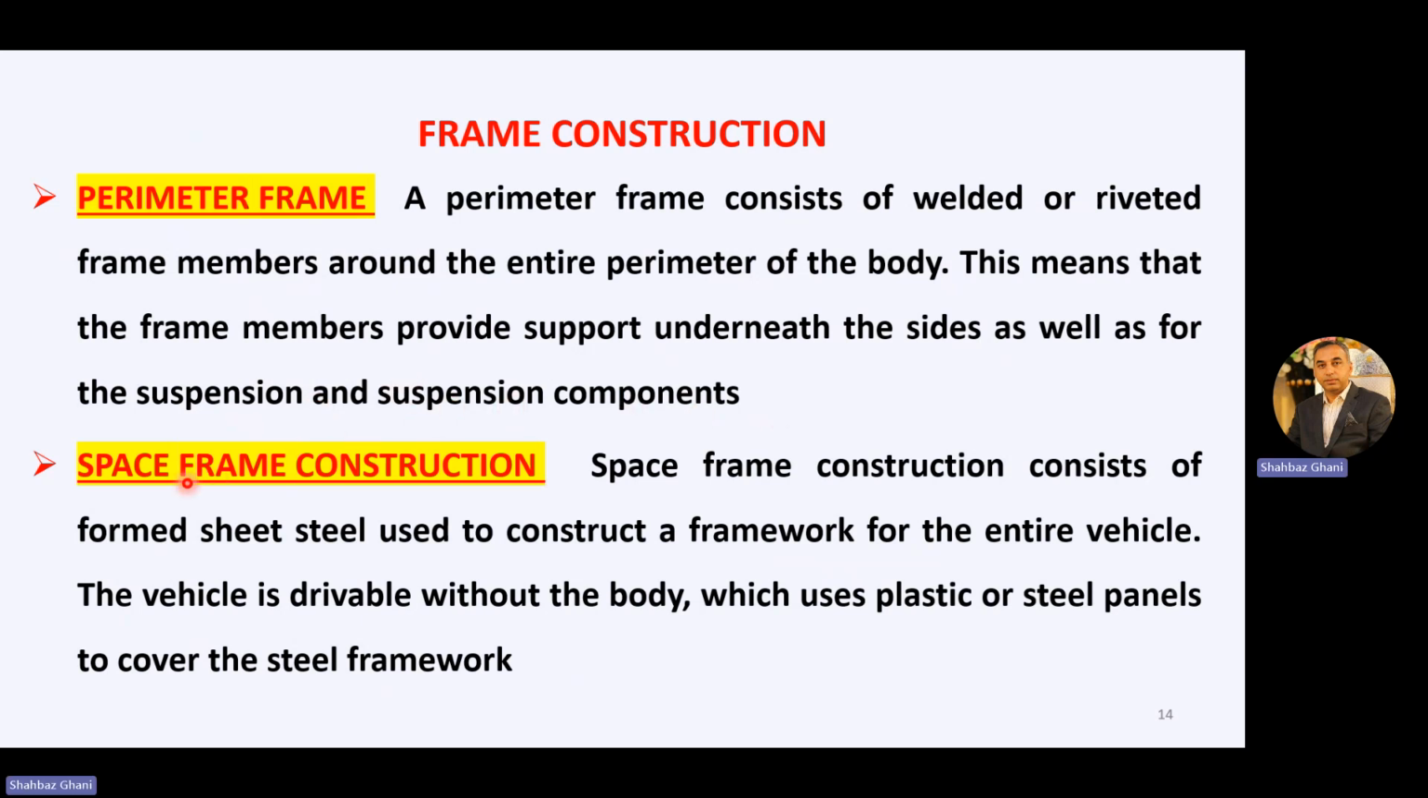Now, third is the space frame construction. Space frame construction consists of formed sheet steel used to construct a framework for the entire vehicle. The vehicle is drivable without the body, which uses plastic or steel panels to cover the steel framework.